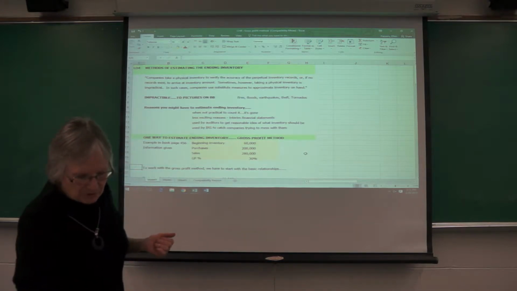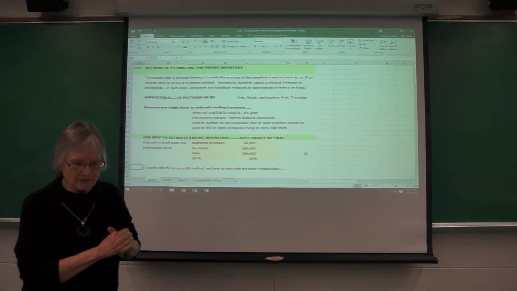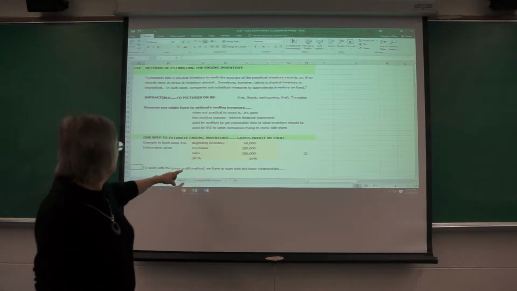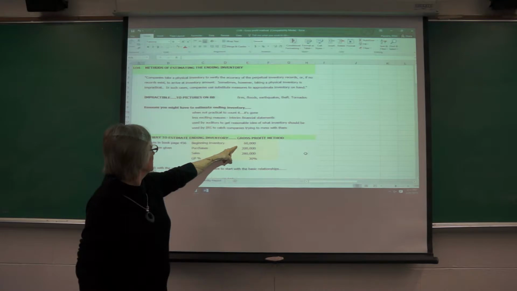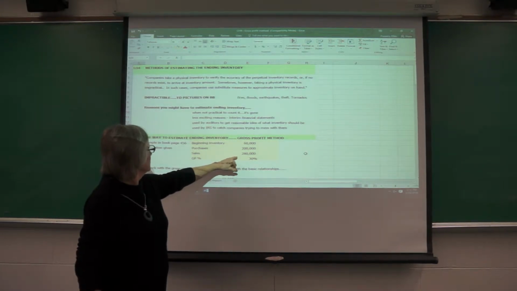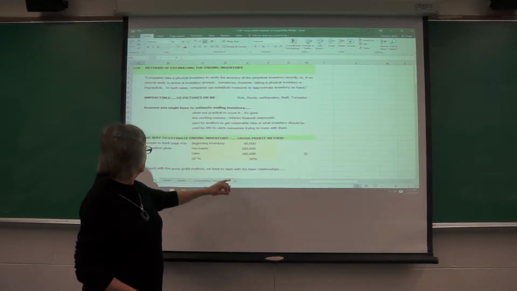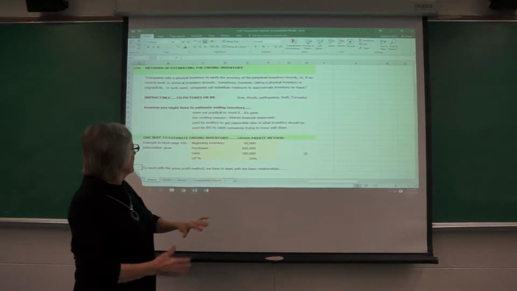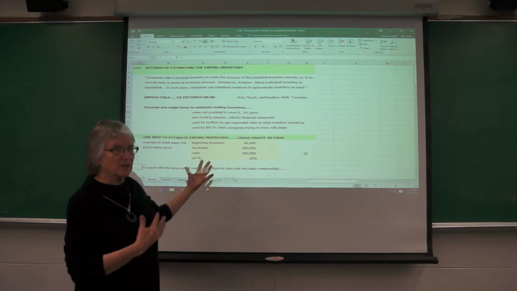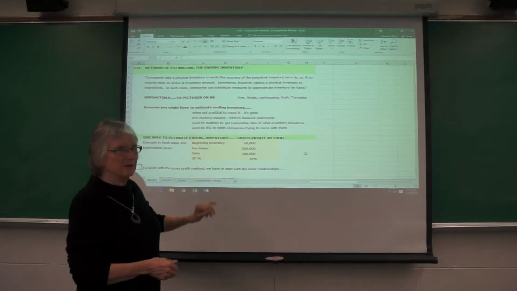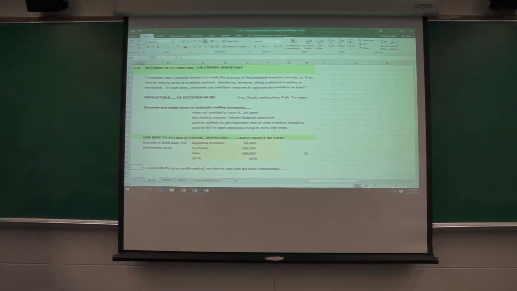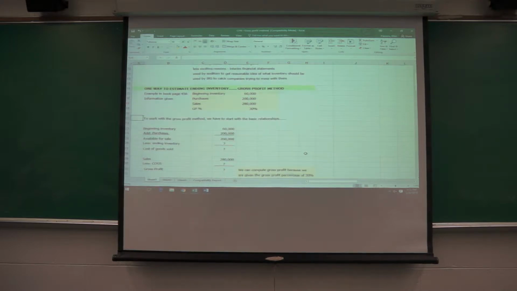I'm using the example in the book. I think it's page 456, where they start off with a beginning inventory of 60,000. They know they had purchases. They know this was their sales. And their gross profit percentage is 30% of sales. You notice that there's no ending inventory there because that's what we're looking for, and we're going to use this information to find it. Okay, so what are the basic steps to doing this?